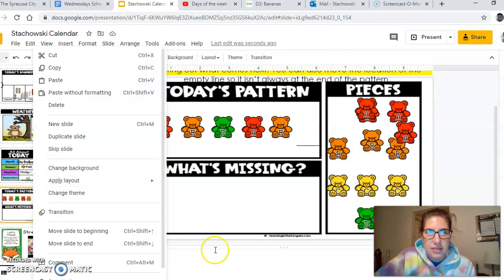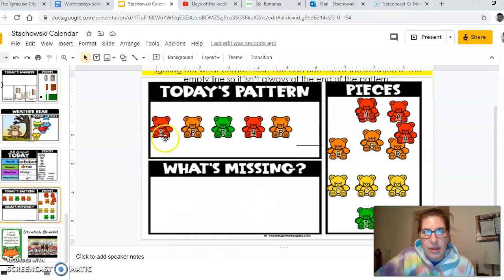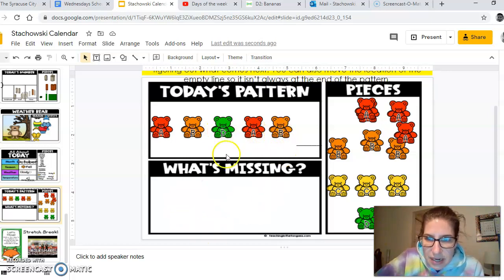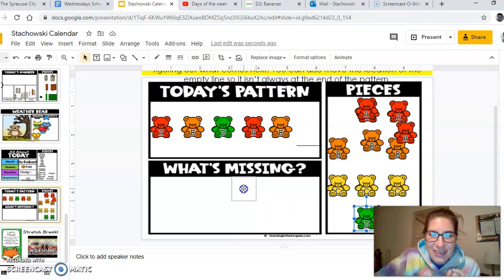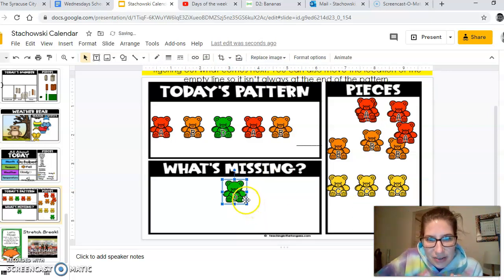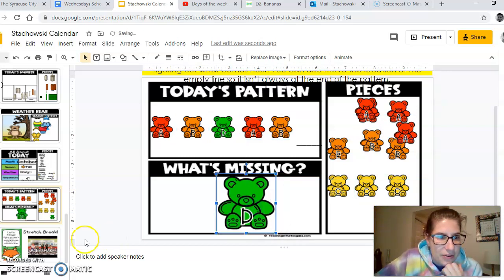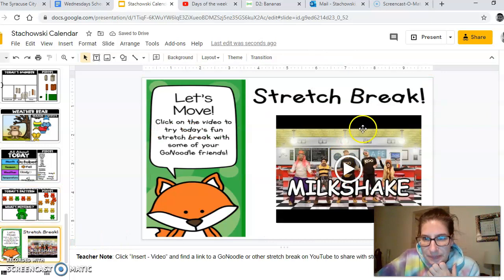Okay, so here is our pattern. Our pattern goes red, yellow, green, red, yellow. What's missing in our pattern? Red, yellow, green. Good job if you said green because your brain. That is what's missing in our pattern. All right, my friends, are you ready for a stretch break? Here comes your song. Here it comes.